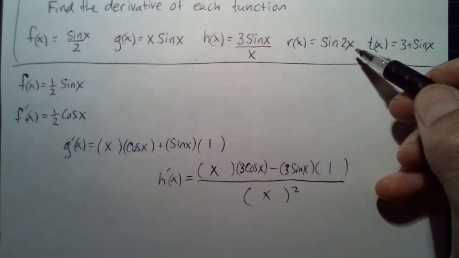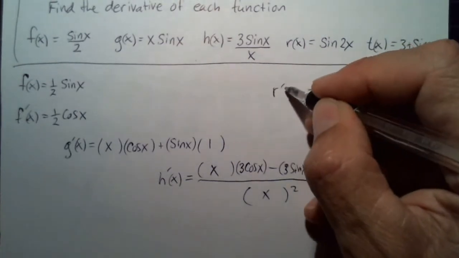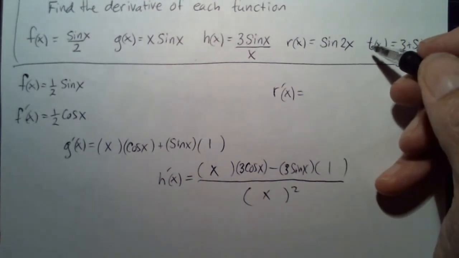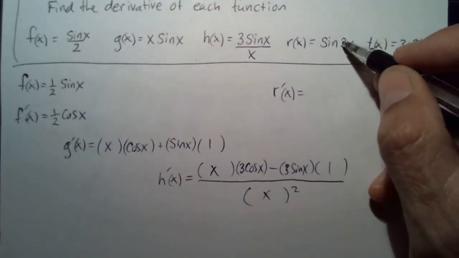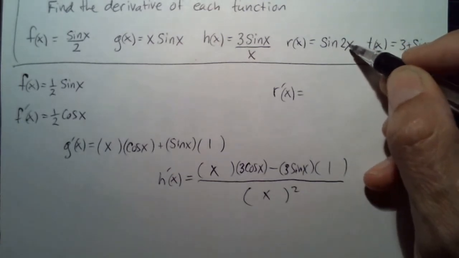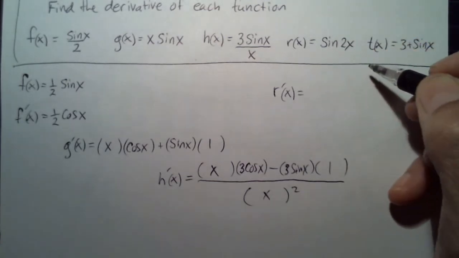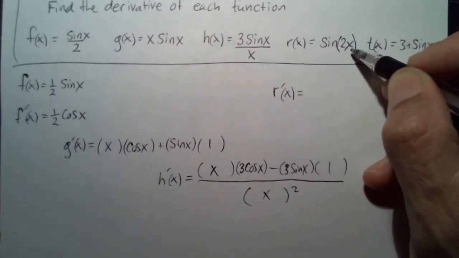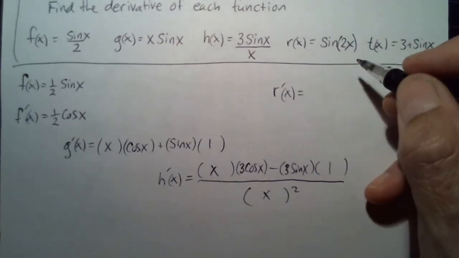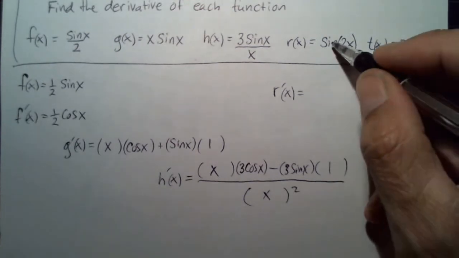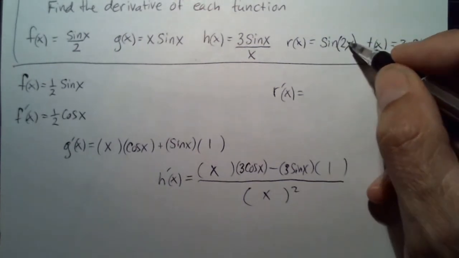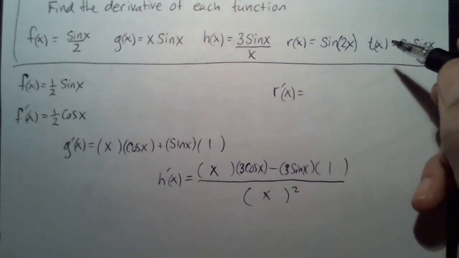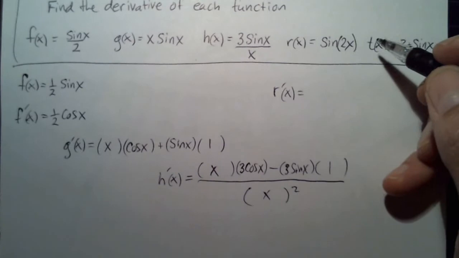This one is, so some people, when they're not paying attention, might say, oh, it's a product and it's sine times 2x, so I'll do the product rule. Well, that's not correct because it's not a product. It's sine of 2x. So do we just do the derivative of this and the derivative of that? Probably not. So let's not assume and make up rules of how to find derivatives.